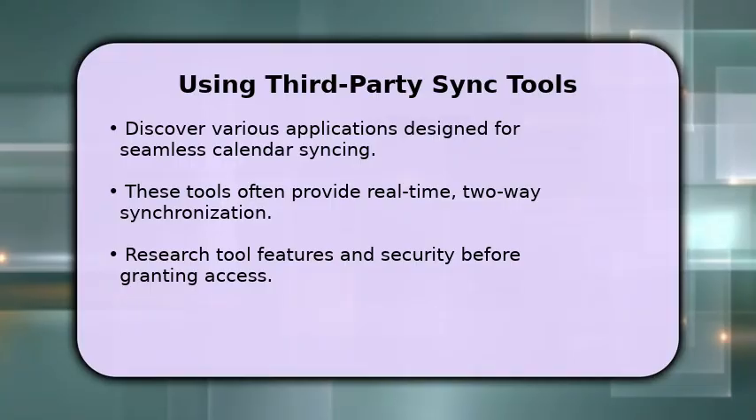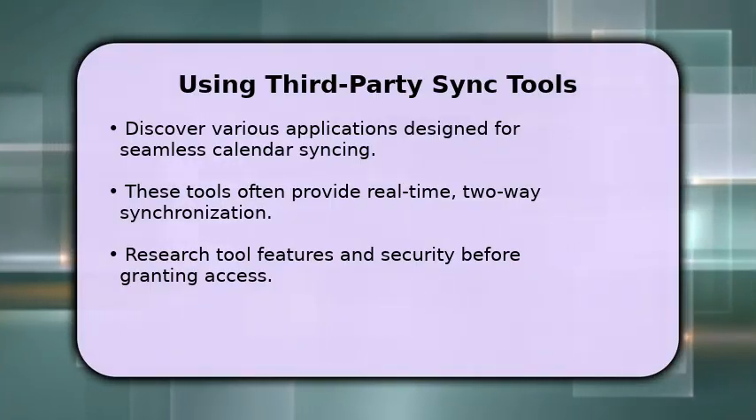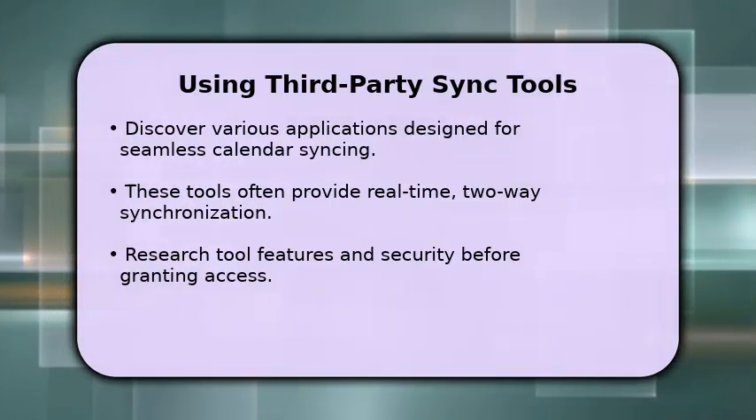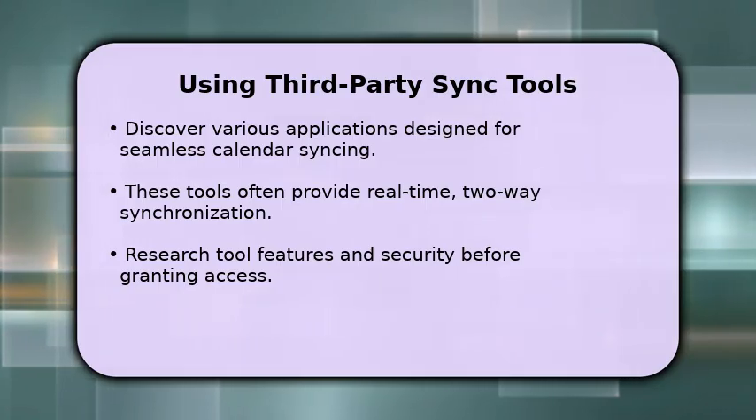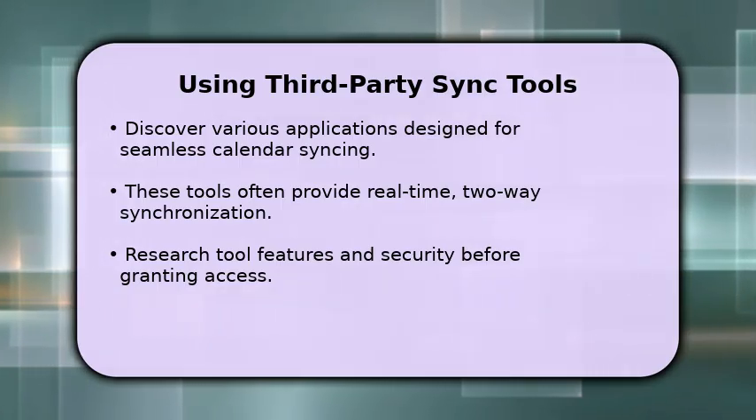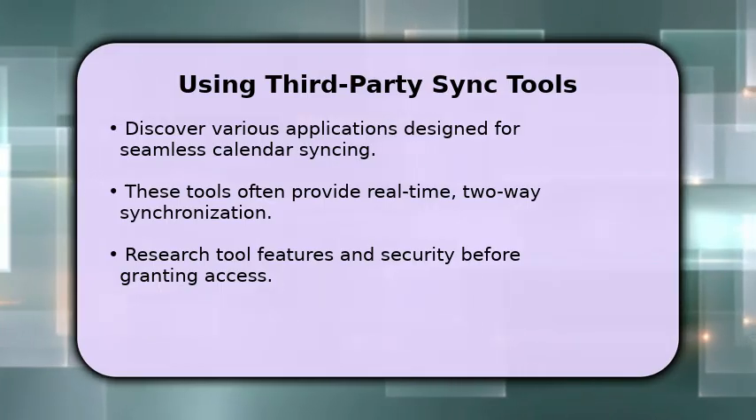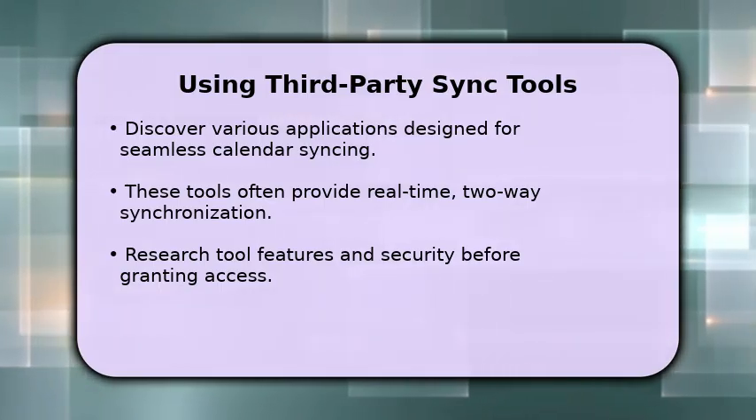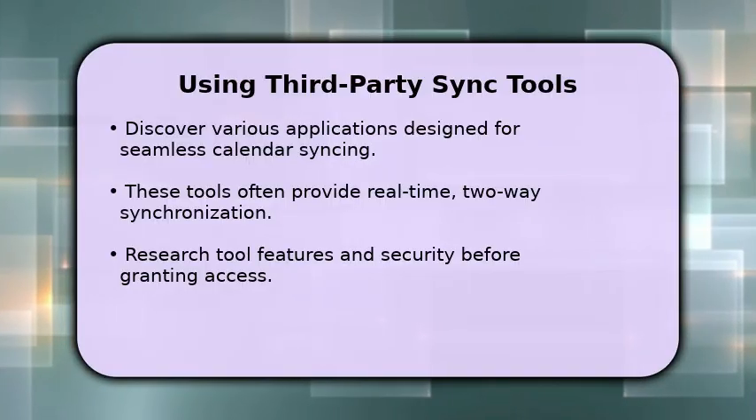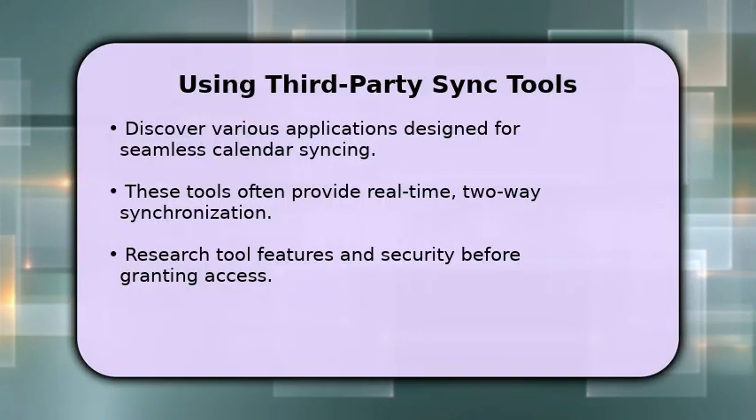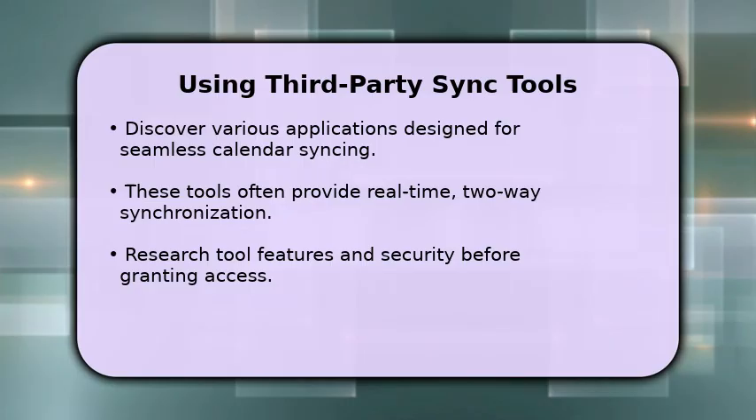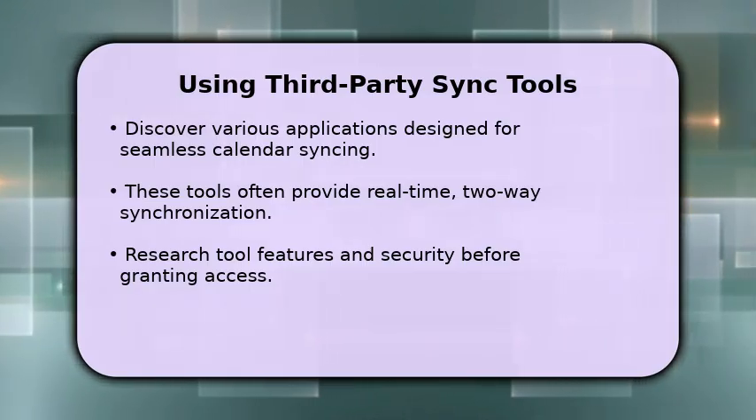For a more automated approach, consider third-party synchronization tools. Many applications are specifically designed to bridge Outlook and Google Calendars, offering continuous, two-way syncing. This means changes in one calendar automatically update the other. Always research the tool's features, user reviews, and security protocols to ensure your data remains safe and private.